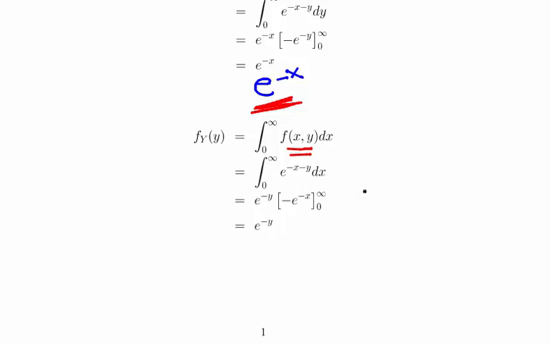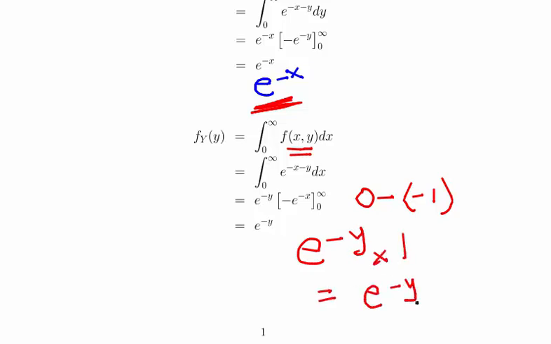This turns out to be 0 minus 1 when we evaluate that at infinity and 0. That just gives us e to the minus y times 1, which is e to the minus y. Okay, so that is the marginal PDF, the marginal probability density functions, of x and y.